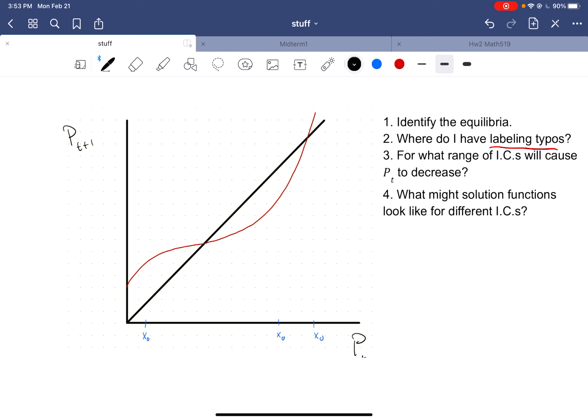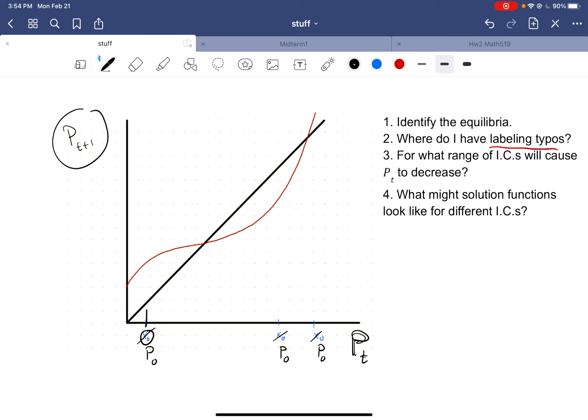I had labeled this axis p sub t, and I labeled this axis p sub t plus 1, and then I called my initial conditions x sub 0. That's no good. I should have called these p sub 0, because p is the name of the variable I'm measuring, and it's at time equals 0.